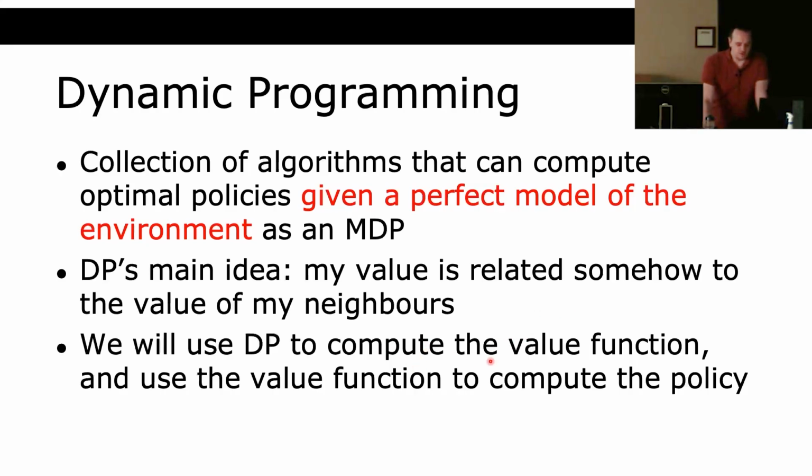So we will use dynamic programming to compute the value function, and then we'll use the value function to compute the policy. Because if I somehow could figure out the value of all my neighboring states, then I'm just going to go to the one that has the highest value, right? If I could go up and get a value of 100 or down and get negative 100, I'm going to choose to go up. Why wouldn't I?